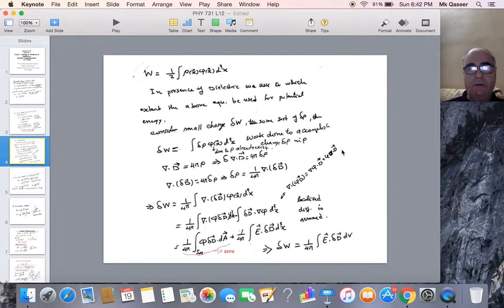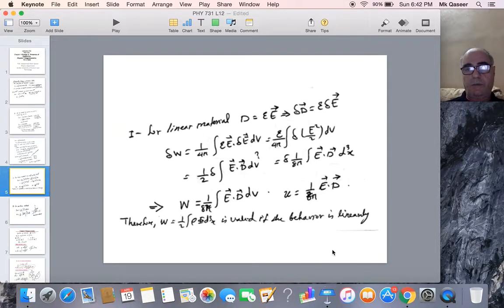Then using this identity, we convert this into a surface integral plus a volume integral, and then take the surface to infinity. Phi is proportional to 1 over r, D is proportional to 1 over r squared, and da is proportional to r squared. The overall is proportional to 1 over r, which is 0 at infinity. We are left with this expression, and this is over the whole space.